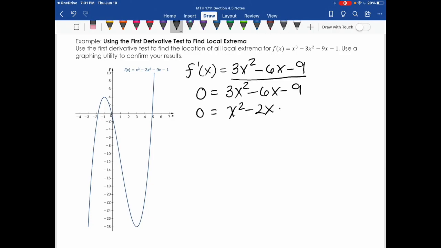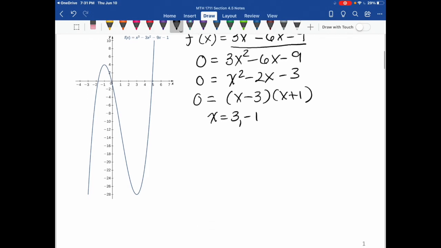I can factor out a 3 and divide both sides by 3. So that would give me x squared minus 2x minus 3. And then I can factor this as x minus 3, x plus 1. So my critical points are 3 and negative 1. Now what we're going to do is make a sign chart. So I have negative 1 and 3, and we put our critical values on the sign chart.